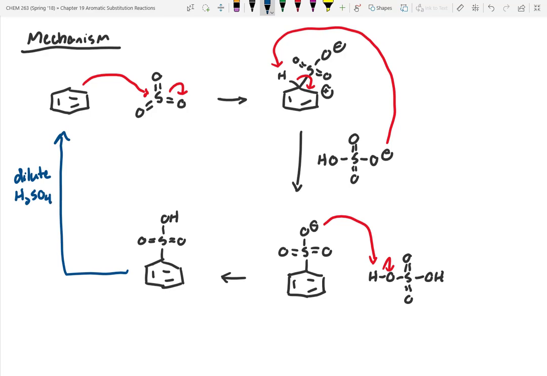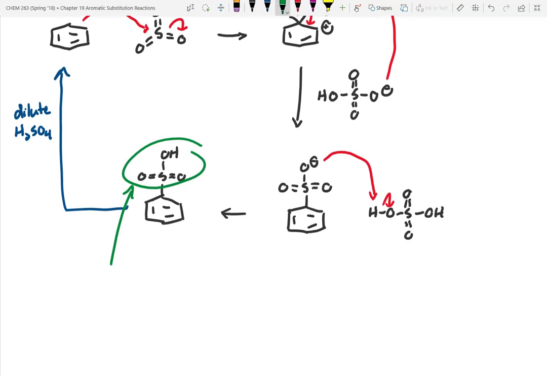What does it mean to be dilute again, just to clarify? Just means having a lot of water around, right? So dilute just means lots of water around and some sulfuric acid. It will actually remove that sulfonic acid group. And like I said, this can act as a removable blocking group.